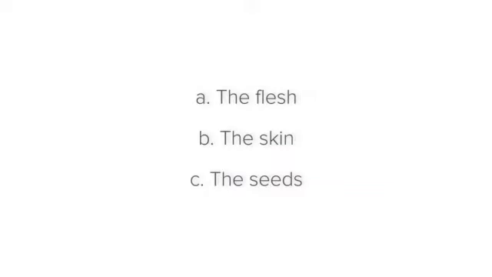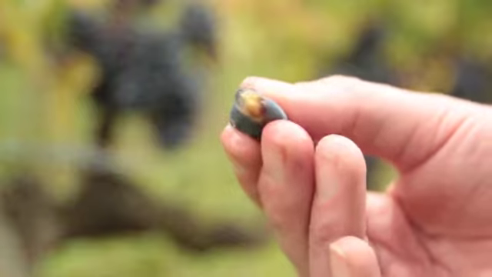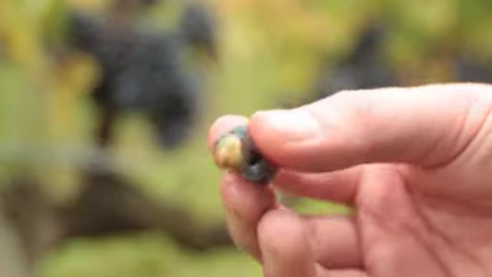These are the flesh, the skin, and the seeds. Let's start with the flesh. The flesh is the most important part of the fruit for the winemaker. The juicy flesh of the grape contains the juice that is the basis of every wine.